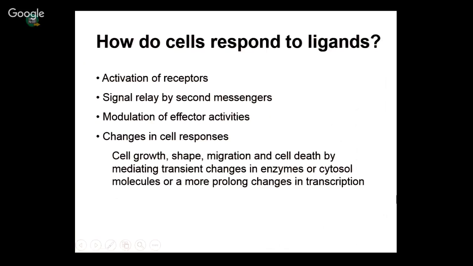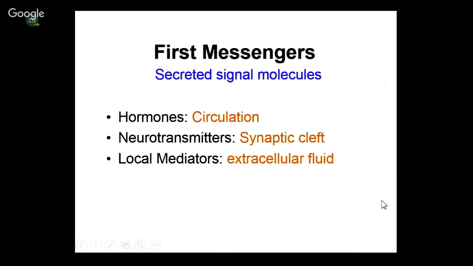And how do the cells respond to the ligand? You can activate the receptor, signal relayed by the second messenger, you modulate effector activity, and then change the cell response. And this cell response has many types: cell growth, shape, migration, cell death, and others. And there are different types of first messenger. We know mostly are secretory form, including hormone in the circulation, neurotransmitter in the synaptic cleft, and also the local mediator in the extracellular fluid.